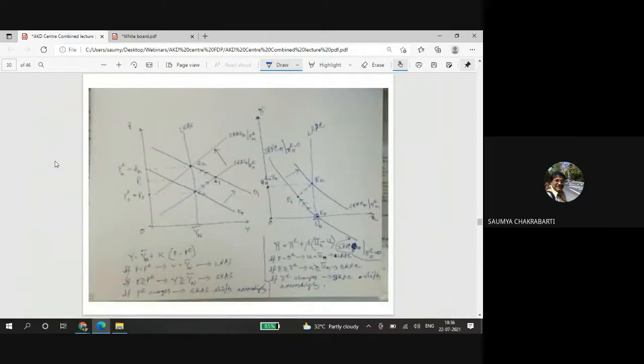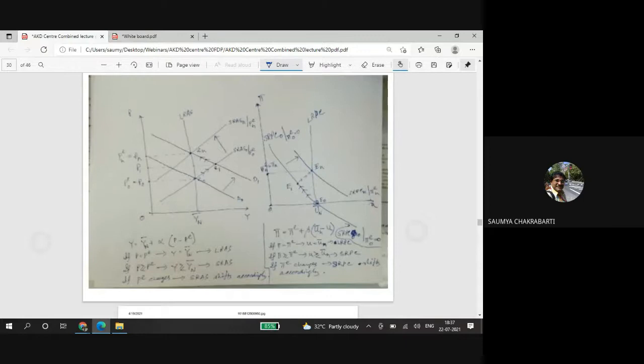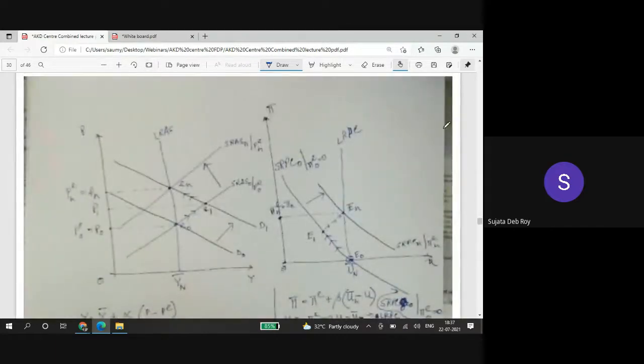Is it visible? Yes, sir. Because it will take some time. Sir, it is visible. Can you zoom? It will be better. Yes, sir. Okay.